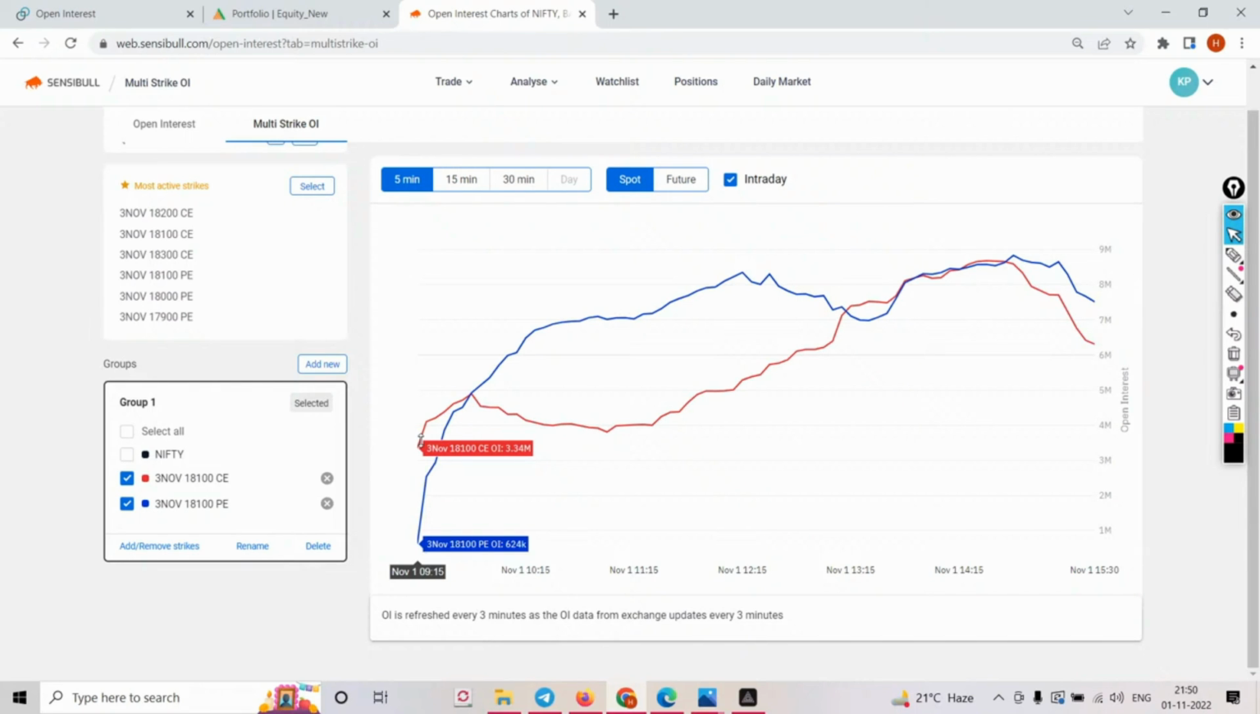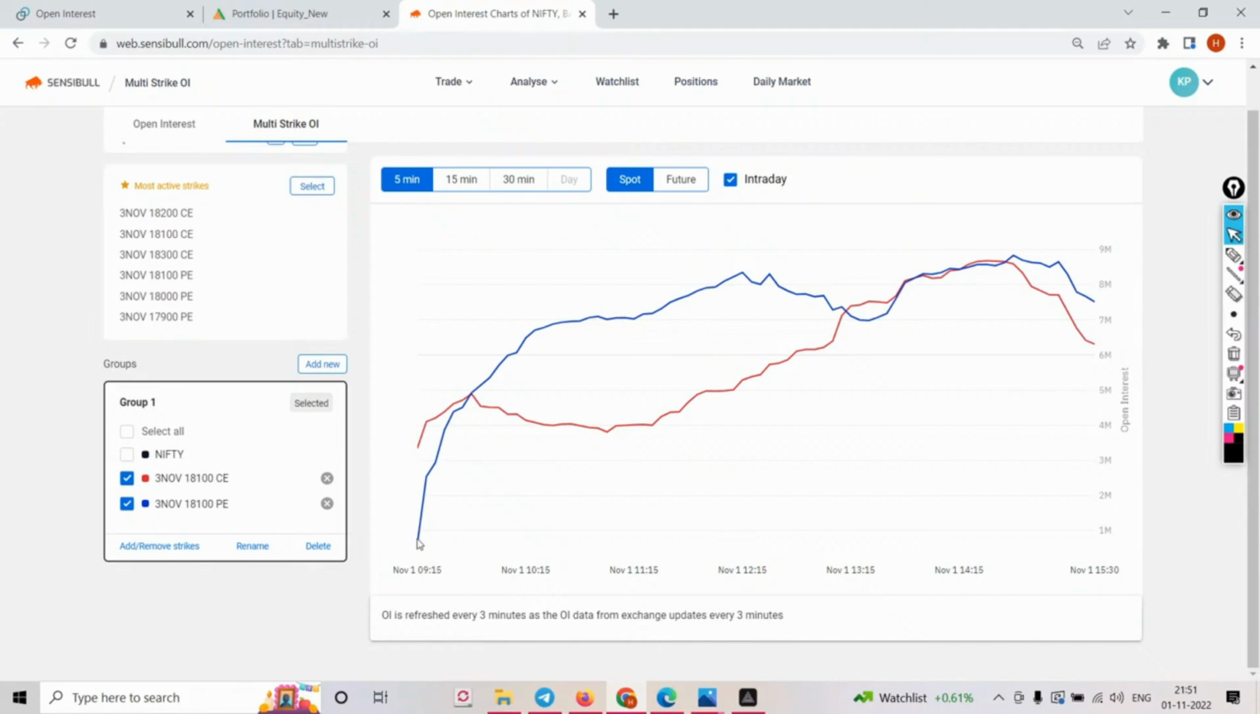Okay, now check the call build-up from 3.34 million. Your call open interest also increased to almost 4.90. At this point, do you see the put, there is a crossover. Until this point, the call was above. See, again I'll show you that. Until this point, check the red color.